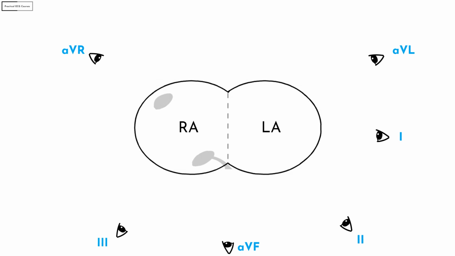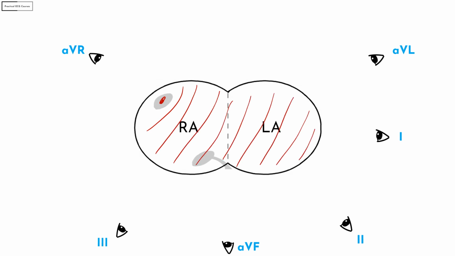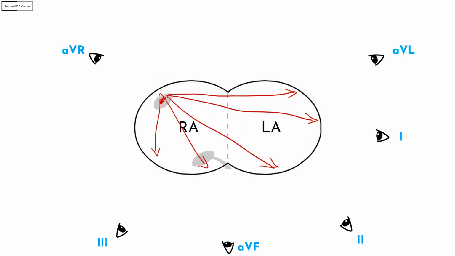and lead 3. Normally, the SA node produces an impulse which travels in this direction until both the atria are depolarized. As all the frontal plane leads except AVR see the vector of atrial depolarization as traveling towards them, these leads document a positive P on the ECG. At the same time, the AVR sees all these vectors as traveling away from it and therefore documents an inverted P wave.